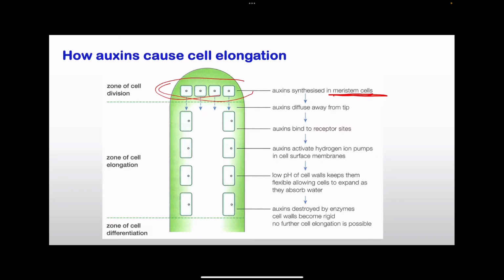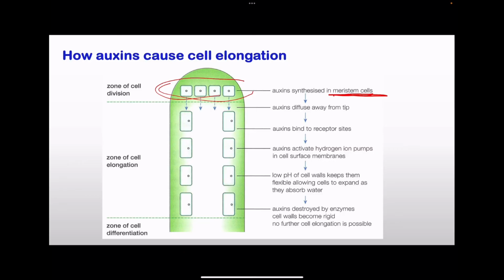The enzymes are going to break the bonds between the microfibrils. This allows the microfibrils to slide past each other, and so more water is going to be absorbed by osmosis. And due to turgor pressure, the more flexible cell walls are now going to stretch, expanding in size, and that leads to elongation.